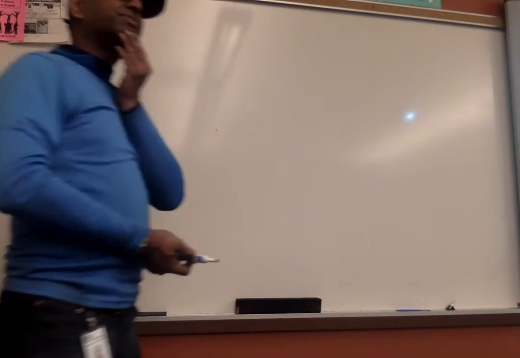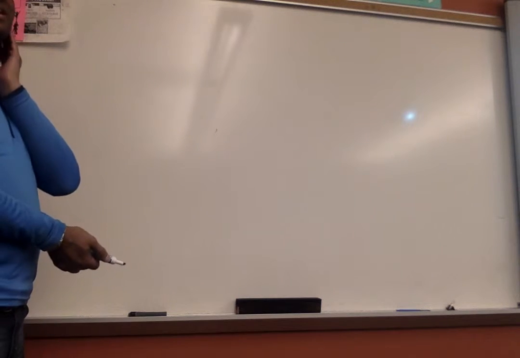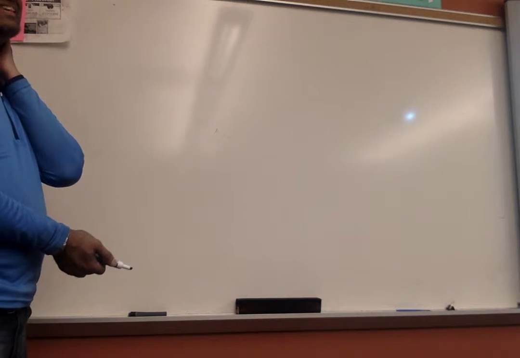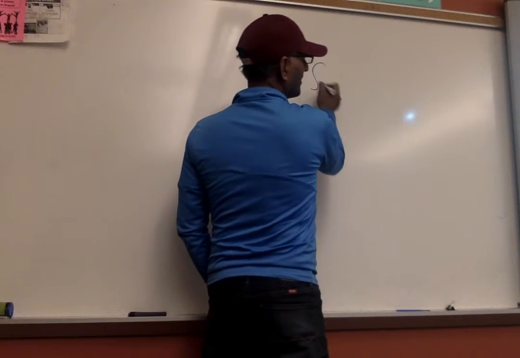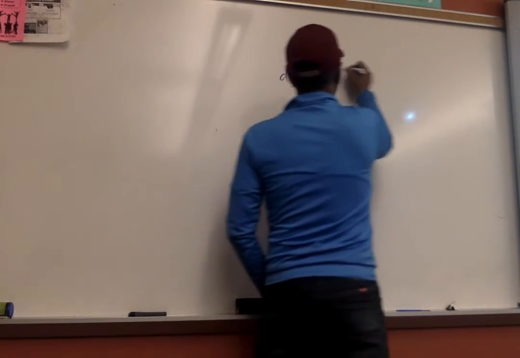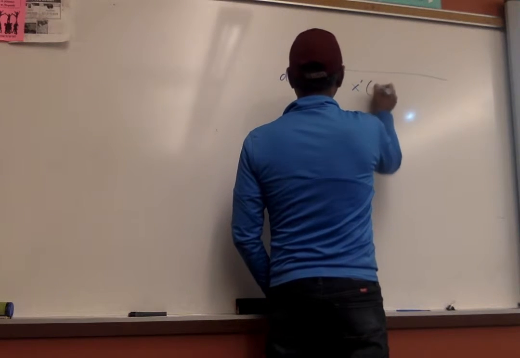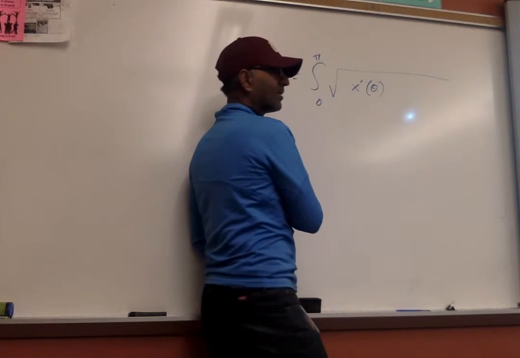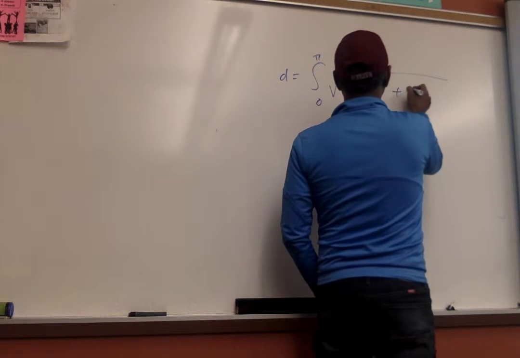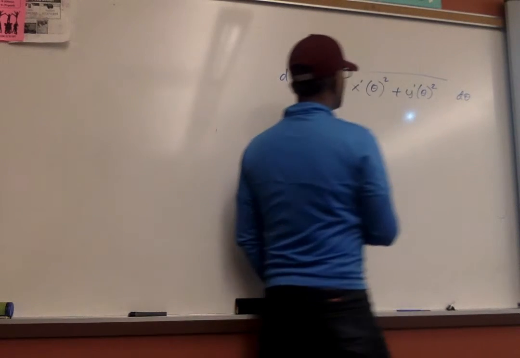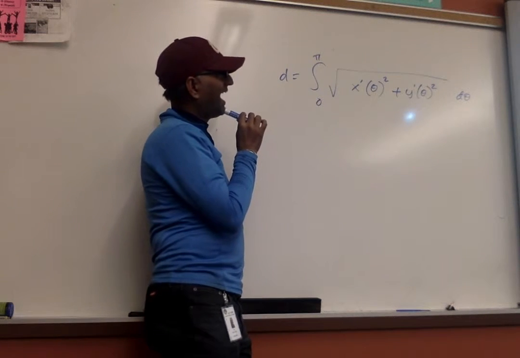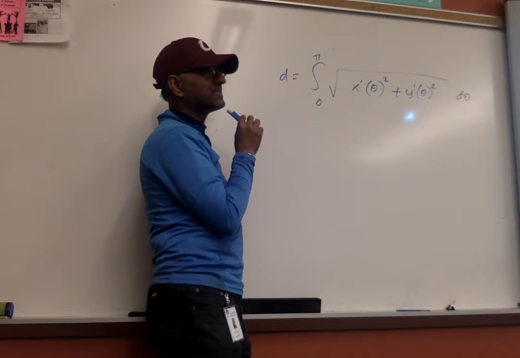Who remembers what the formula is? Okay, Marzu, what's the length of the curve formula? It's basically the distance formula. So d equals integral from 0 to pi, radical x dash of theta, because the parameter is a theta, not a t, square plus y dash of theta square, d theta. But stop. I need x dash of theta. So what should I find first?